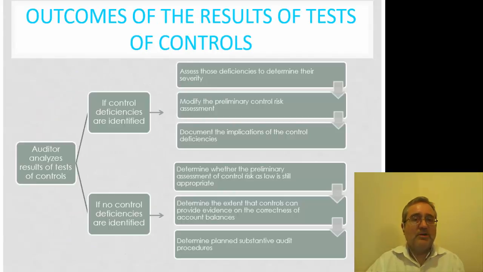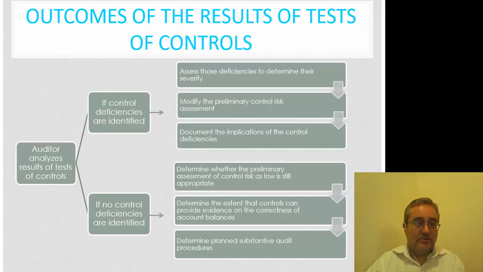The outcome of the test of controls is going to determine our substantive testing procedure. As we're conducting our test of controls, if control deficiencies are identified, we're going to assess those deficiencies to determine the severity. We're going to modify our preliminary control risk assessment and obviously document the implications of the control as it relates to our substantive procedures.